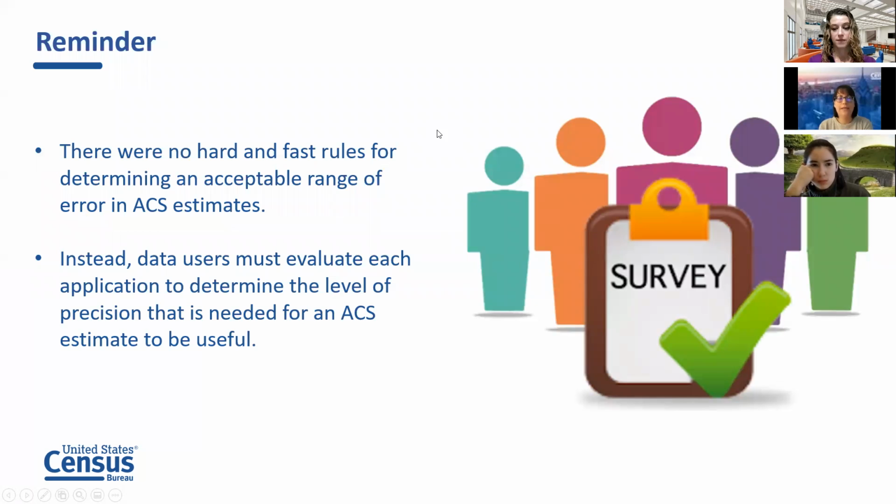I just want to give you a reminder. People ask me a lot, what is the acceptable range for error? The Census is saying there are no hard and fast rules for determining that. You have to determine yourself whether the data that you're using is acceptable for your needs. So please evaluate how you're applying the data to determine what level of precision you need for the estimate to be useful. And that's not only with ACS data, but with any estimate or any kind of information that you're gathering for your government or your business.